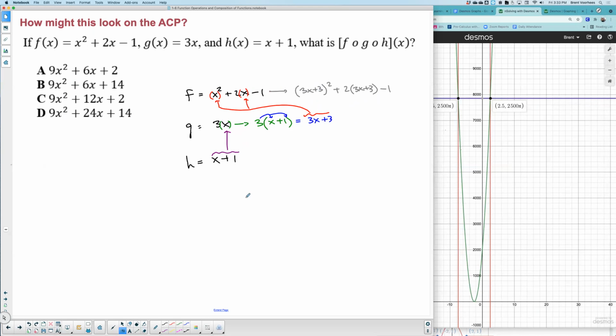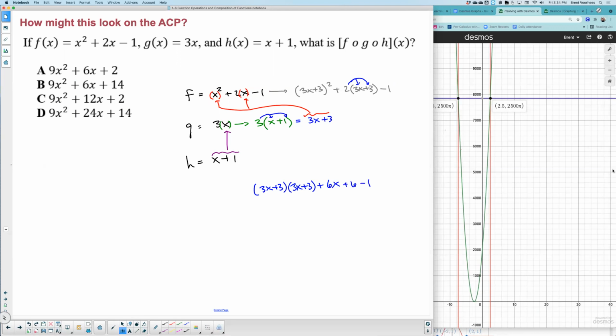So I'm going to have to rewrite this. I'm running out of space, so I'm going to rewrite it down here. So it would be (3x plus 3) times (3x plus 3) plus 2 times, I'll simplify this, 2 times 3x is 6x, 2 times 3 is 6, minus 1.